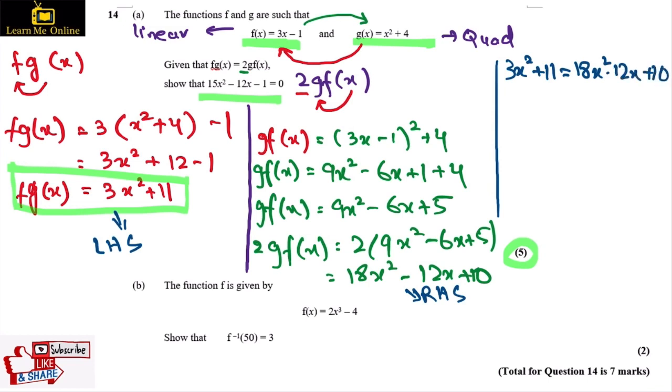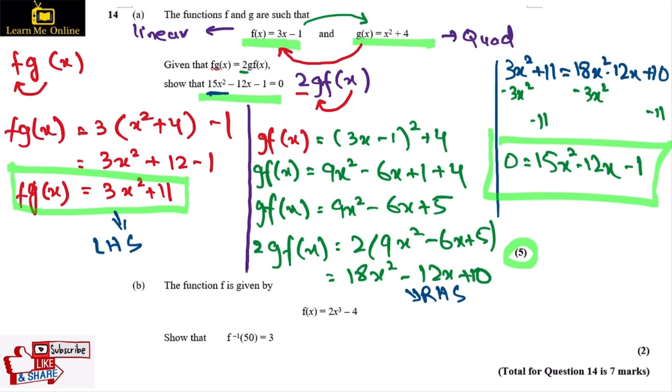Now what you're trying to do is take everything to one side, so you'll be having the 15x squared to be positive. So we are doing the inverse of this 3x squared, which would be minus 3x squared on both sides, and then we'll be doing the inverse of this 11, which is minus 11 on both sides. What we'll get over here, the left hand side would be 0. When you do 18x squared minus 3x squared, you would have 15x squared, then minus 12x, and then 10 take away 11 would be minus 1. So this is what we are looking for, and we have got a proof over here.